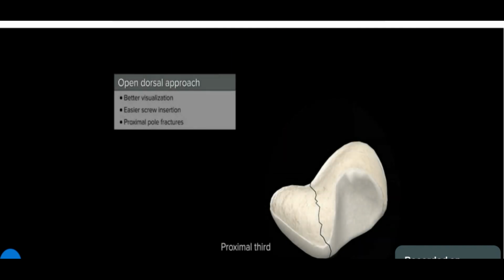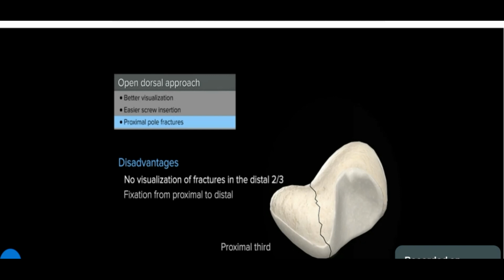The second technique, the open dorsal approach, is used for better visualization and easier screw insertion for proximal pole fractures. The disadvantage to this approach is that there is no visualization of fractures in the distal two-thirds of the scaphoid. Fixation is from proximal to distal as opposed to the volar approach.